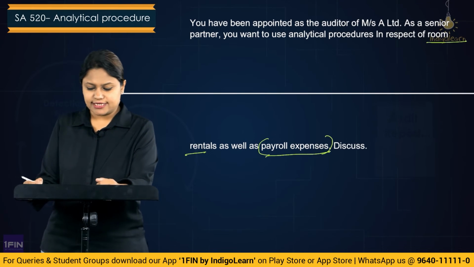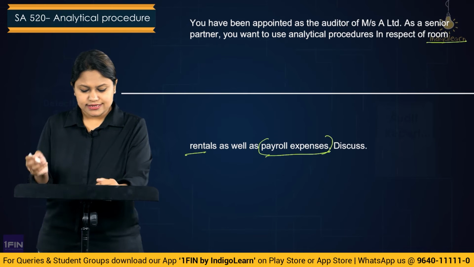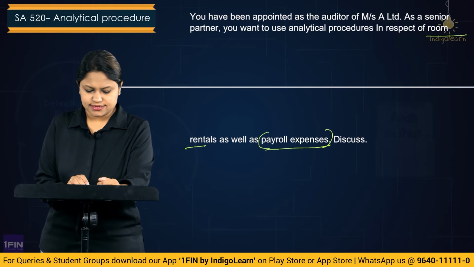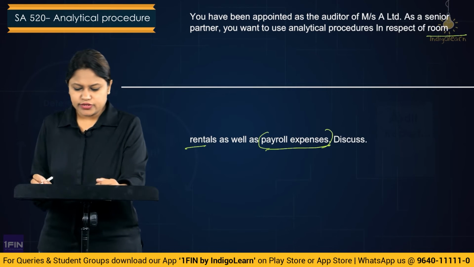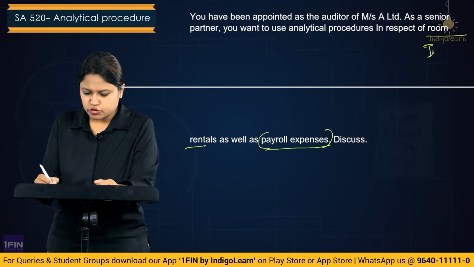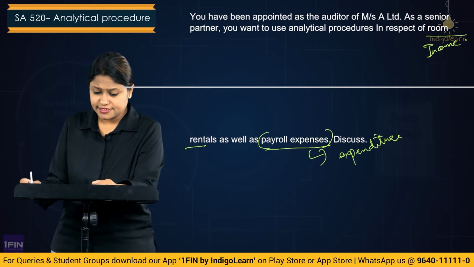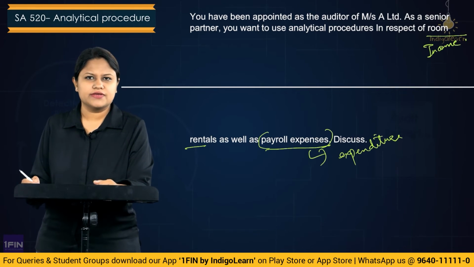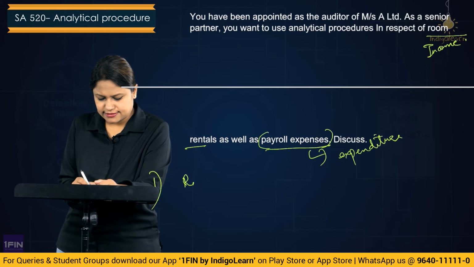So we realize that at these two places it is suitable for us to perform the analytical procedures. Now here, room rentals we will deem to be an income. Payroll expense is obviously the expenditure. And as we already studied in the analytical procedures standard, the items which are predictable over time, basically the P&L account items, on them analytical procedures we can obviously use. So let us talk about the first one, that is room rentals.